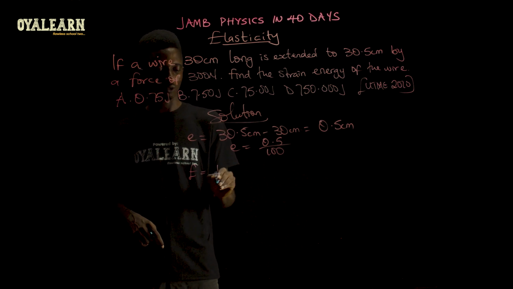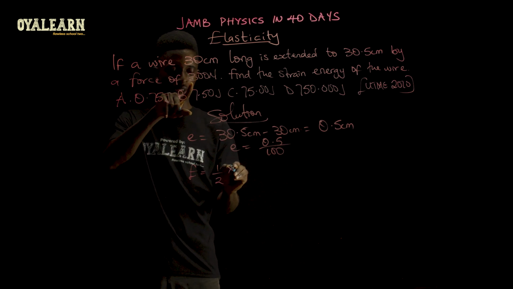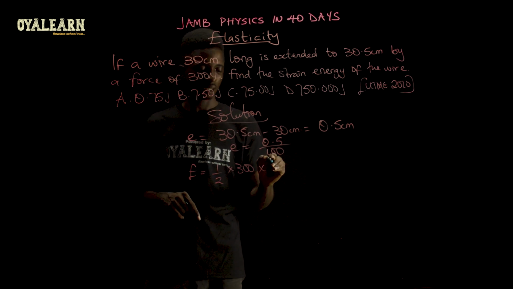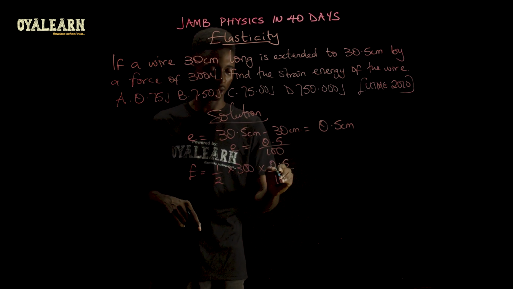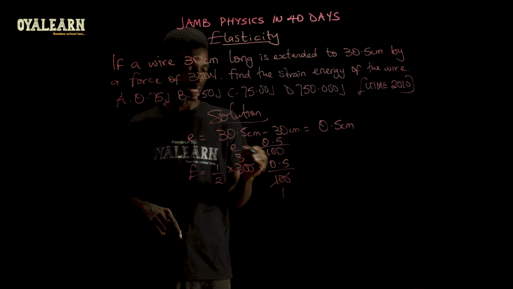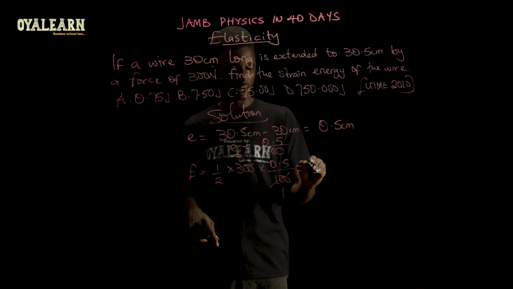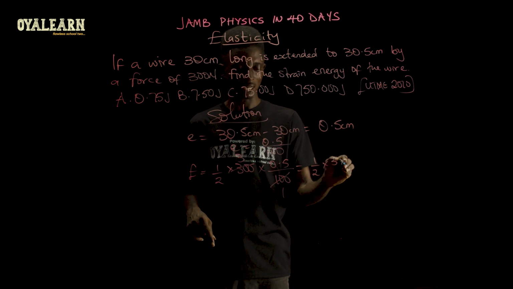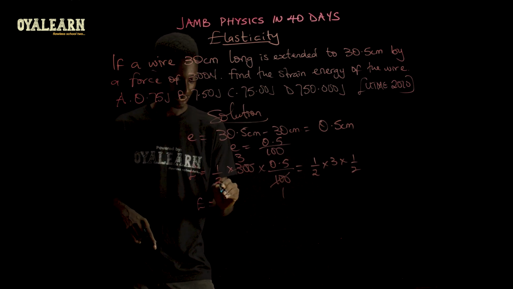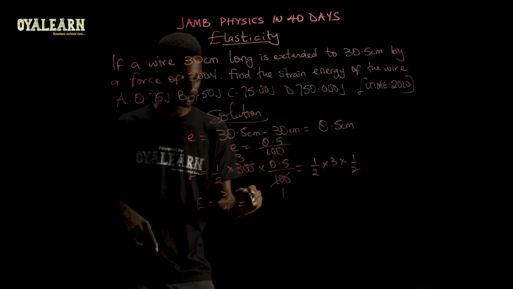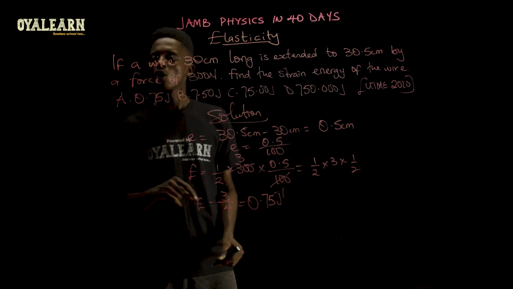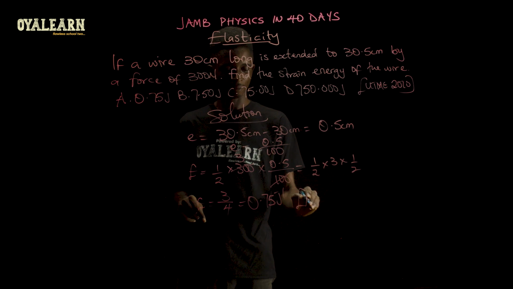Okay, so now let's find the energy. That would be 1 over 2 times the force, which is already in newtons, so multiplied by 300, and then we multiply that by 0.5 over 100. Now this 100 here goes into 300 three times. So what we basically have here is 1 over 2 times 3 times 0.5, which is also 1 over 2. So the energy is 3 over 4, which is 0.75 in joules. So the correct option to go for here is option A.